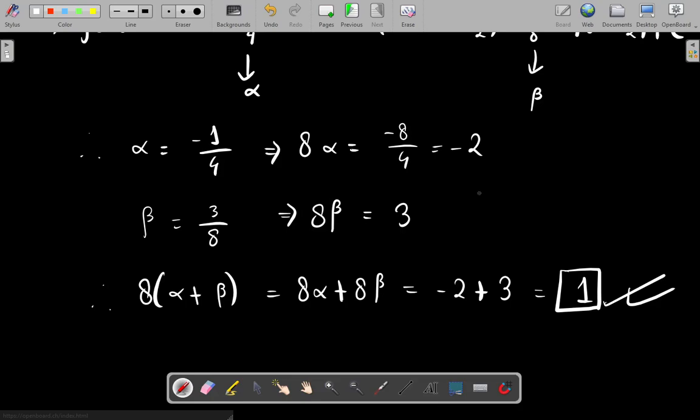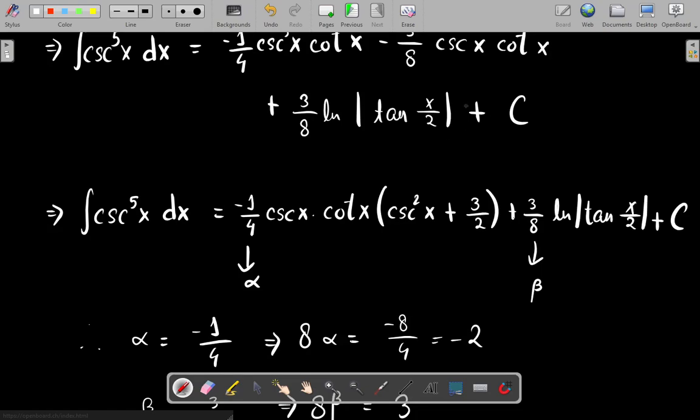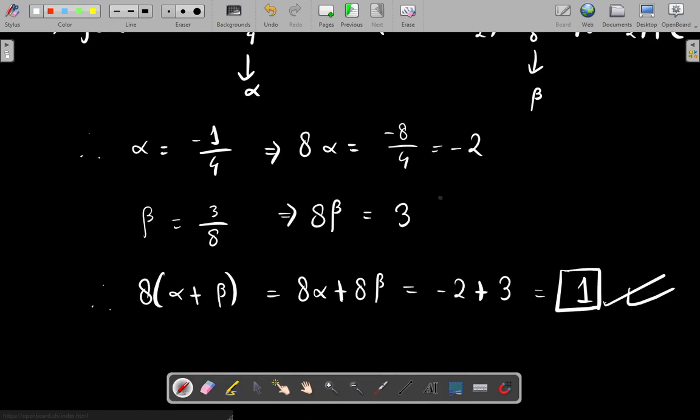Okay, so this is the required answer, and if you believe there are any mistakes in any of these steps, in any of these signs, or while doing this integral, you can highlight in the comments. So this is it. This is the required answer here as far as I know.